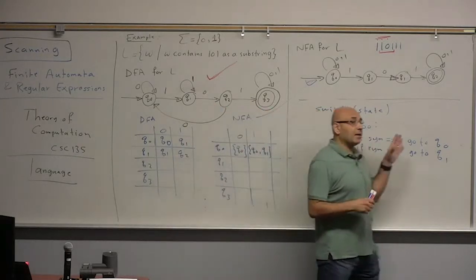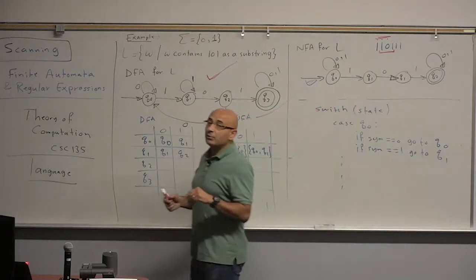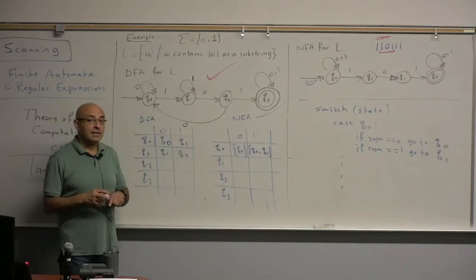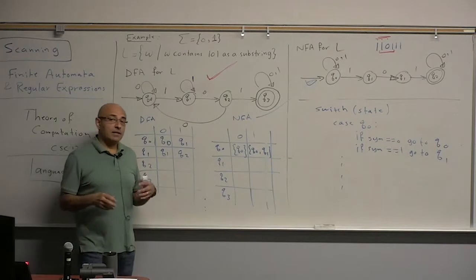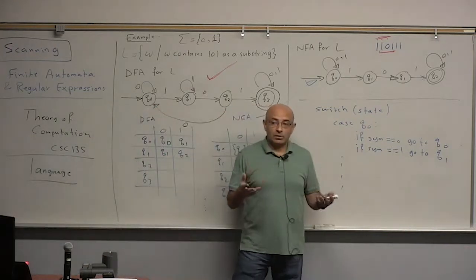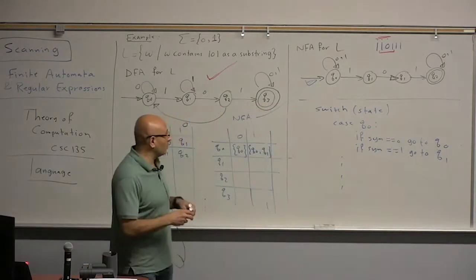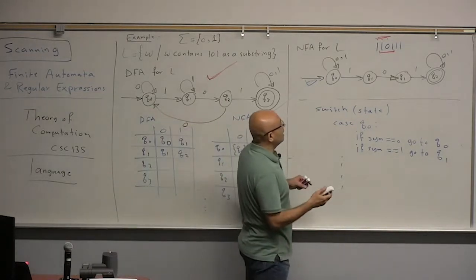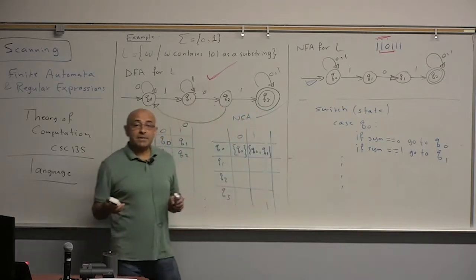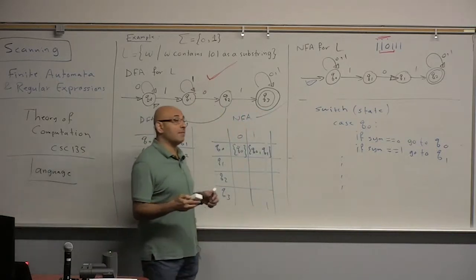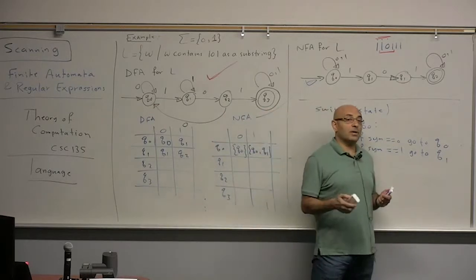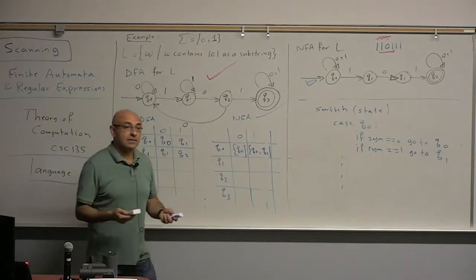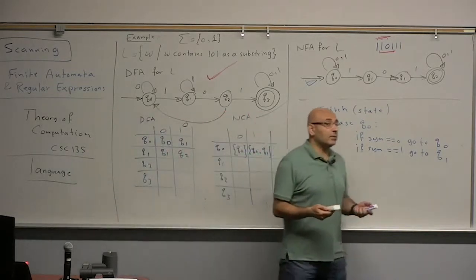But NFAs are easier to write. And in fact, what's easier than an NFA is a regular expression. A regular expression is an even easier way of expressing a rule about languages. So let's now look at regular expressions. Now, regular expressions can be easily converted into NFAs or DFAs. So in 135, you studied a way of converting regular expressions into NFAs or DFAs.